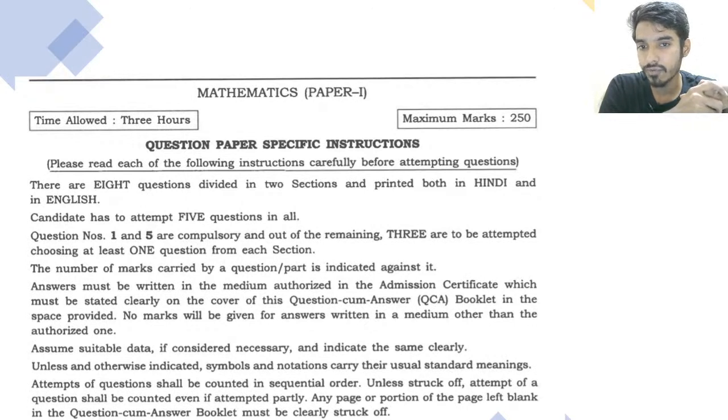Candidates are asked to attempt 5 questions in all. So we will have 8 questions, and each question carries 50 marks, right? So let me write this.